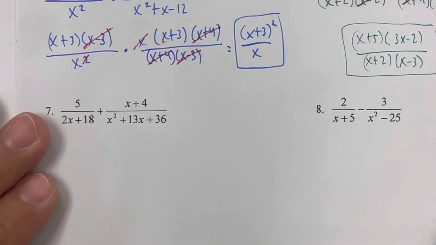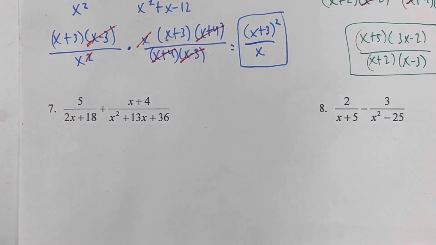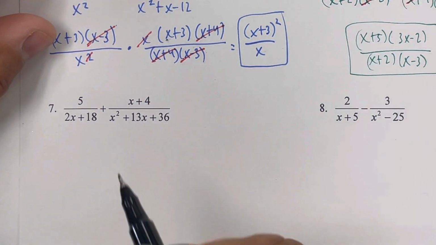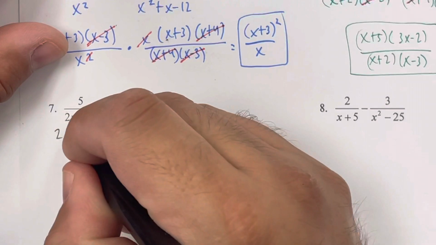Alright, moving to the next one. Alright, now we're getting into the addition and subtraction one. So adding and subtracting. First thing you need to do is identify the LCD. So that will require you to factor, and then after you factor it, find your LCD and then start getting the common denominator. Alright, so I'm going to factor this one, the 2x plus 18, I factor out a 2.